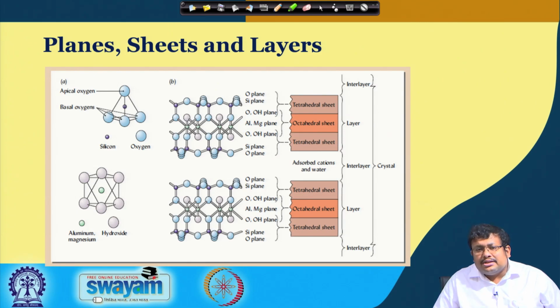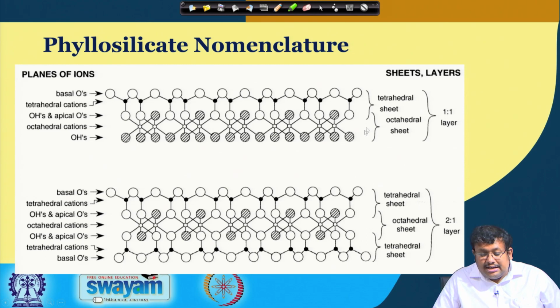Now, we call it the 1:1 type when there is one tetrahedral sheet and one octahedral sheet. However, since here the octahedral sheet is sandwiched between two tetrahedral sheets, it is known as the 2:1 type of clay mineral. So, phyllosilicates nomenclature, as I have just told you, is based on the number of tetrahedral sheets and octahedral sheets joined together. As you can see here, the 1:1 layer is composed of one tetrahedral sheet and one octahedral sheet, whereas the 2:1 layer is composed of one octahedral sheet sandwiched between two tetrahedral sheets.